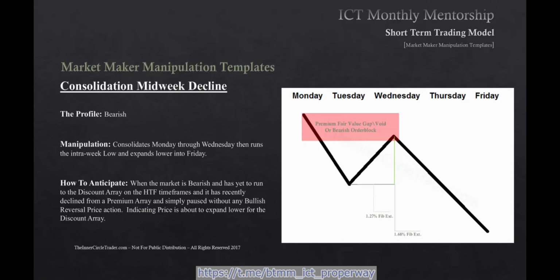And you can do the same thing for the range from the low of the week up to Wednesday's high. Whatever that is in terms of pips, you times that by 1.68, and you subtract that number of pips from Wednesday's high, and that'll give you your Fibonacci extension low.